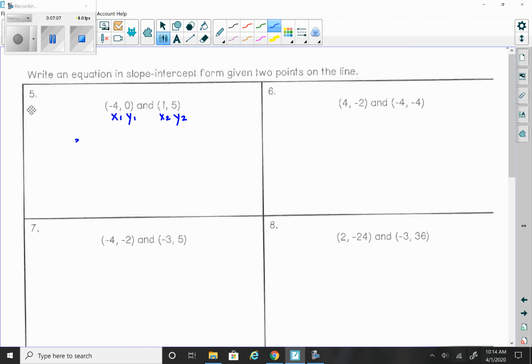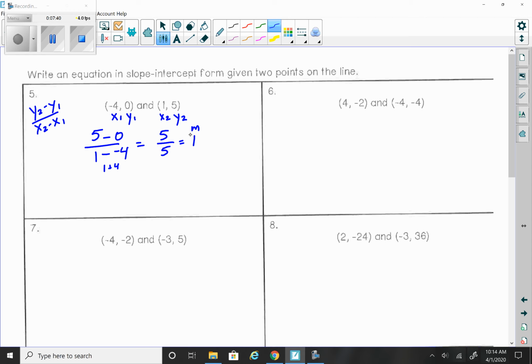So again, remember your slope formula. Maybe I'll write it down one more time for you. y2 minus y1 over x2 minus x1. So as I plug these numbers into the slope formula, y2 is 5 minus y1 is 0 over x2 is 1 minus x1 is -4. So 5 minus 0 is 5. 1 minus a -4, that's really 1 plus 4 is 5. And we always simplify or reduce this. So 5 divided by 5 is 1. So I have an m value or slope of 1.